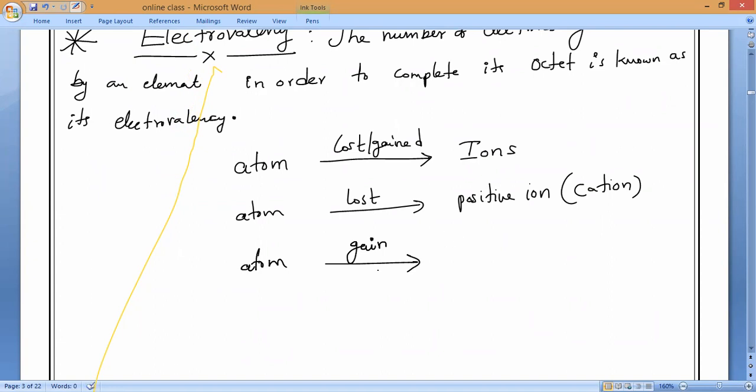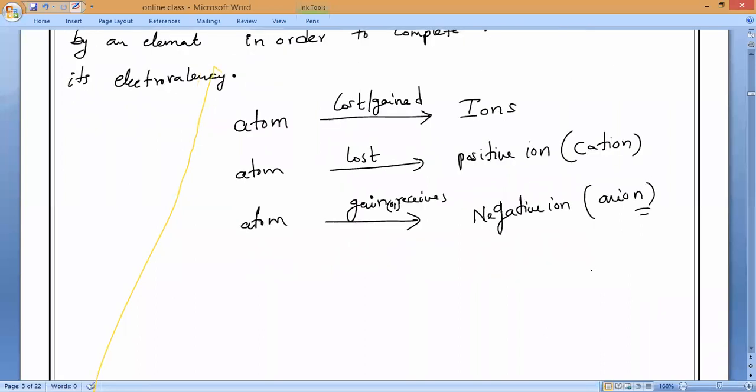Same way, if an atom gains or receives electrons, then it is a negative ion, which we call an anion. Please make it. So cations are formed by loss of electrons and anions are formed by gain of electrons. That is what you have to remember.